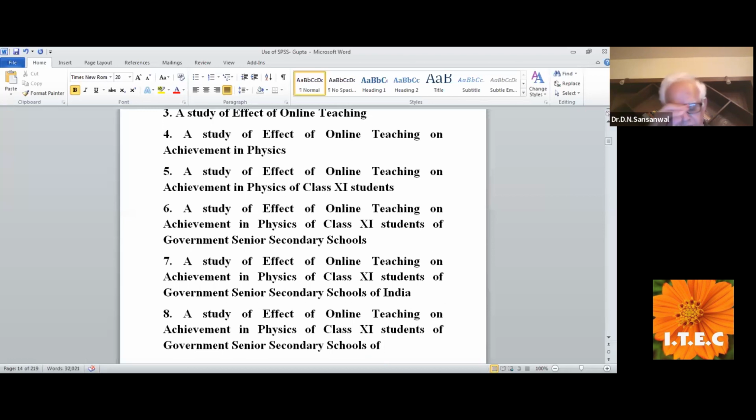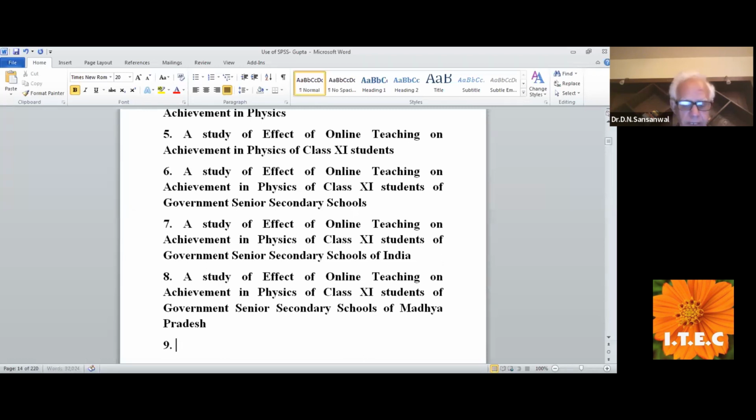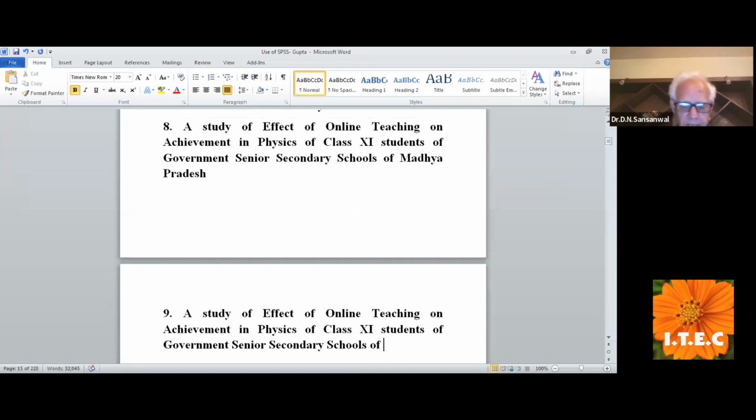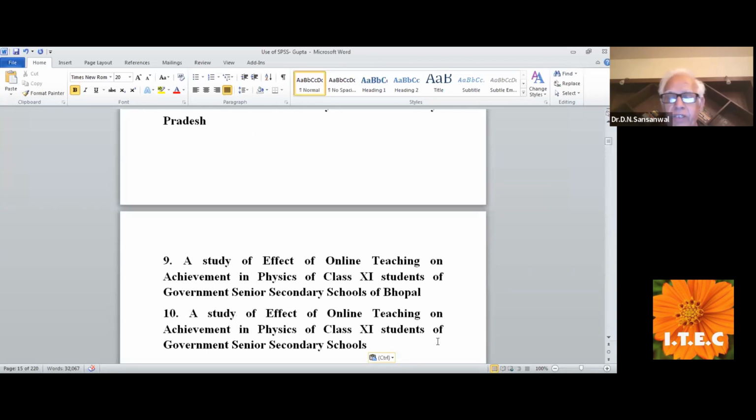Senior secondary schools of Madhya Pradesh, senior secondary schools of Bhopal. And if I say that class 11th students of Government Girls Senior Secondary School of Bhopal.